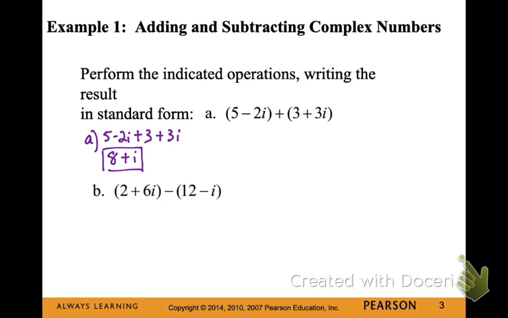Now let's look at B. So we have (2 plus 6i), that complex number, minus (12 minus i). So the first thing is we'll get rid of the parentheses, but we need to distribute the negative in that second expression. Now let's combine real numbers. So 2 minus 12 is -10. 6i plus 1 more i is 7i. So our final complex number in standard form is -10 plus 7i.